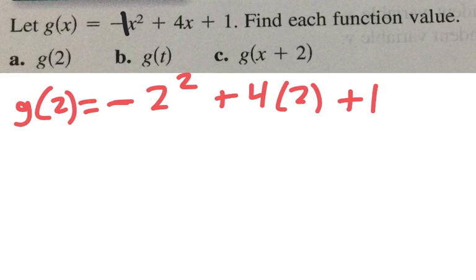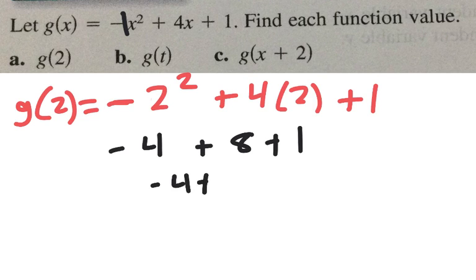So 2 squared is 4, and then the negative is going to make that negative 4. Plus 8 plus 1. So that's negative 4 plus 9, which should give me 5. So g of 2 is 5.